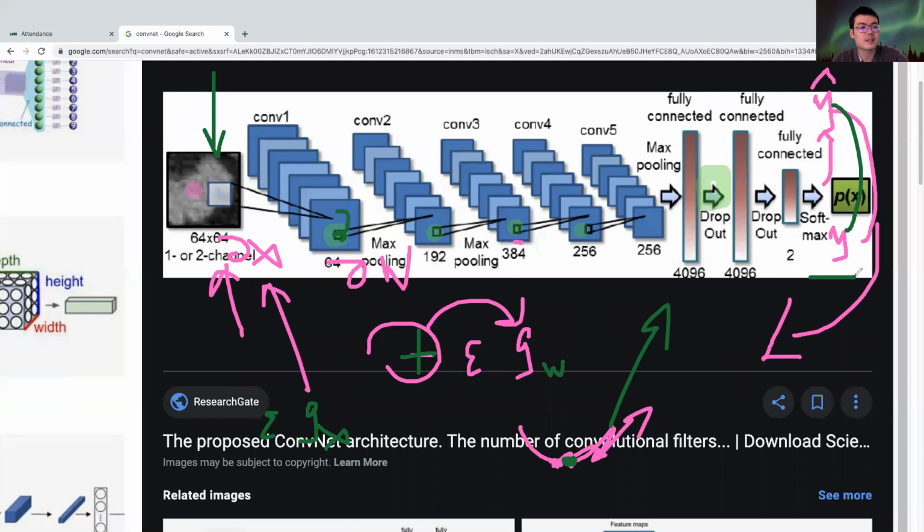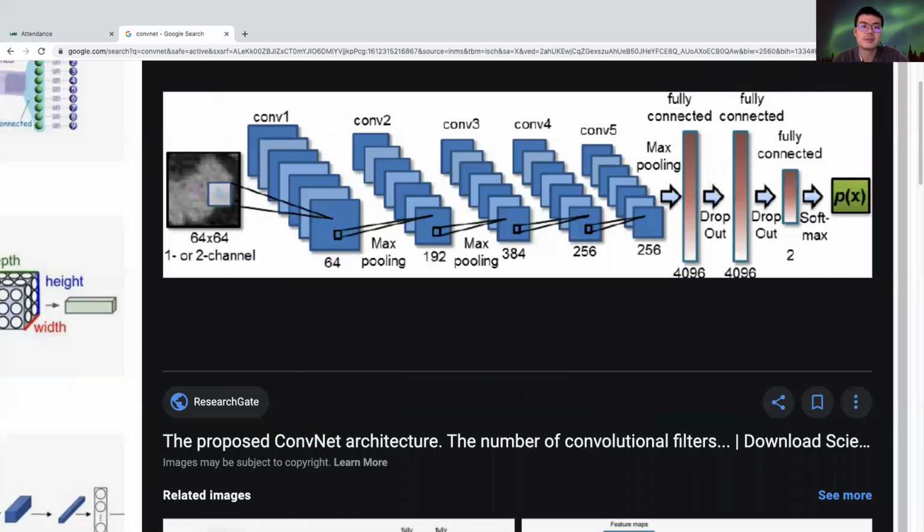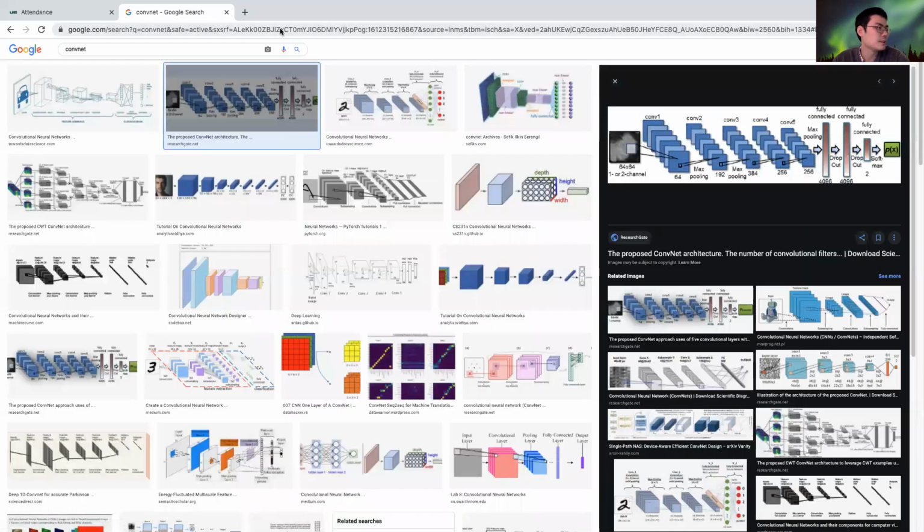Let's say y is cat. I want to pull the projection away to dog, as far away from the cat as possible. So this is a high-level concept that you need to be aware of.